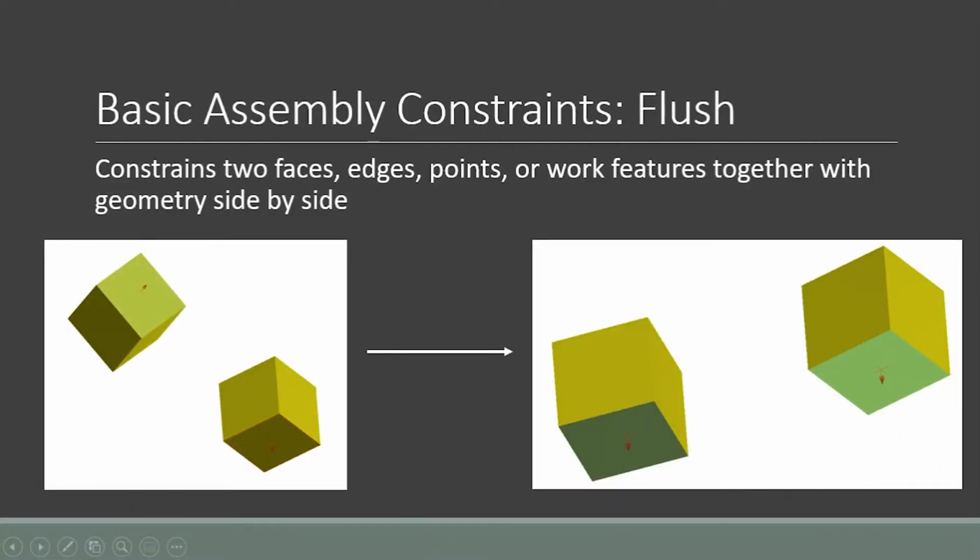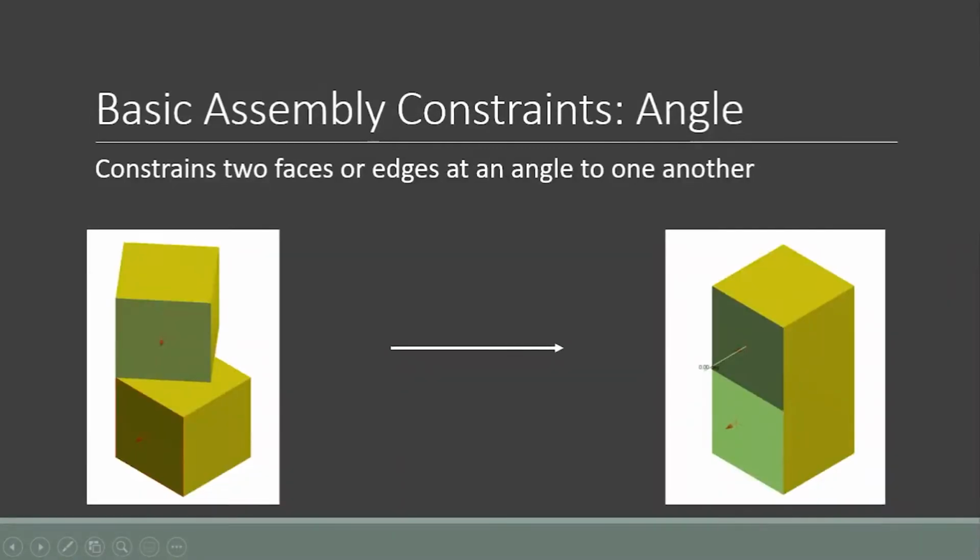Flush constrains 2 faces, edges, points, or work features together with geometry side by side. These 2 surfaces, shown right here, are facing different directions, but with the flush constraint, they are now facing the same direction. Angle constraint constrains 2 faces or edges at an angle to one another. As you can see right here, the top block is at a 45-degree angle compared to the bottom block. With an angle constraint, they are now aligned.